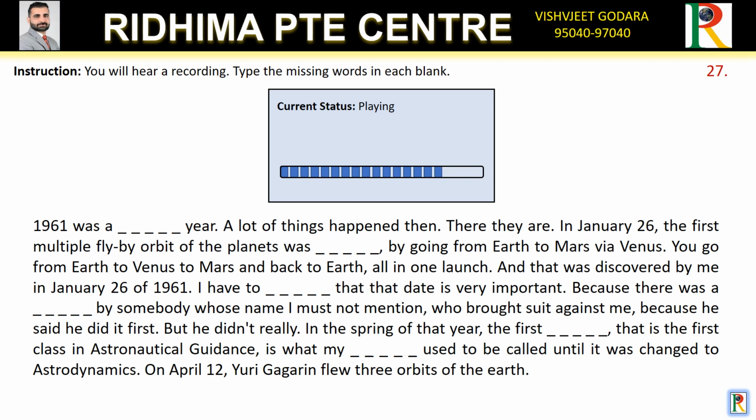In the spring of that year, the first offering, that is the first class in Astronautical Guidance, which is what my course used to be called until it was changed to Astrodynamics. On April the 12th, Yuri Gagarin flew three orbits of the Earth.